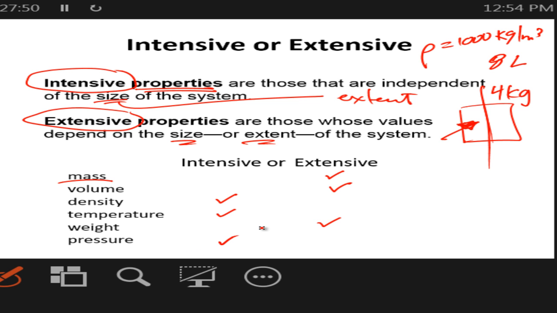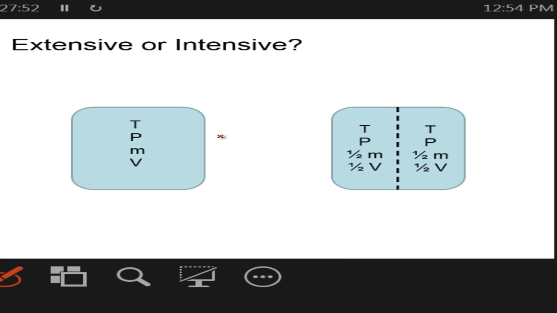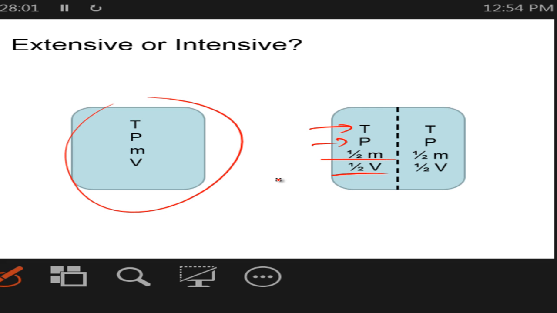Pressure? Intensive. You're right. So the test is you just take it and cut it in half and then ask, did that property, temperature, get cut in half? Did the pressure get cut in half? Well, the mass did and the volume definitely did. So those are extensive. This is intensive. Make sense?